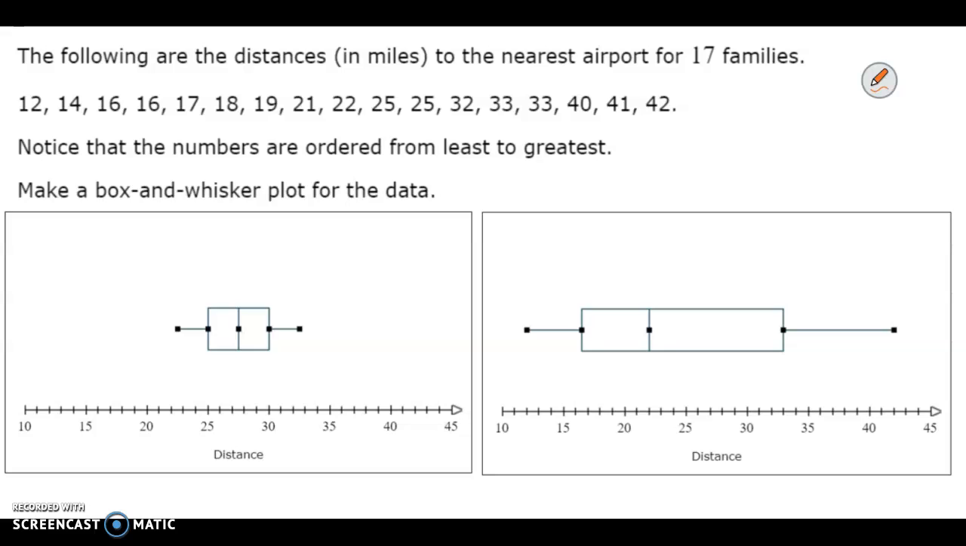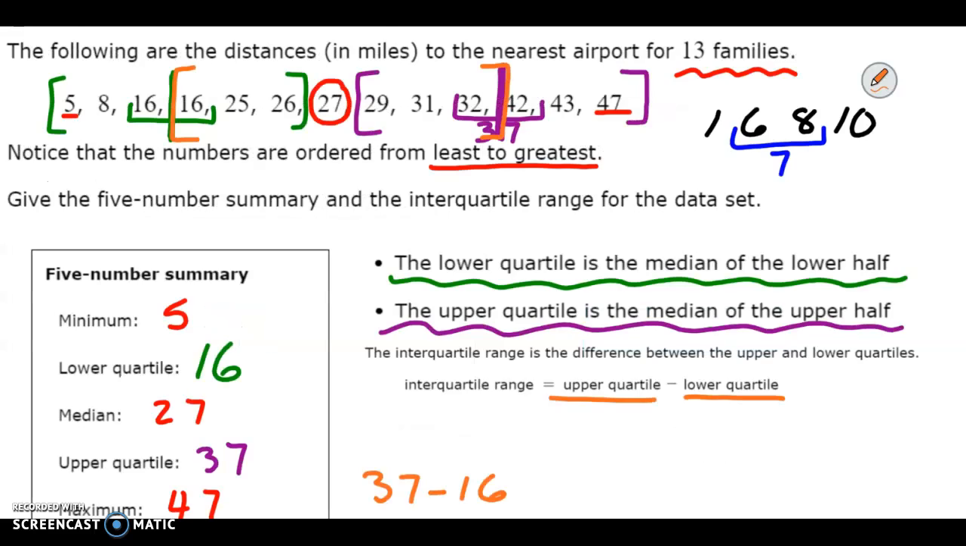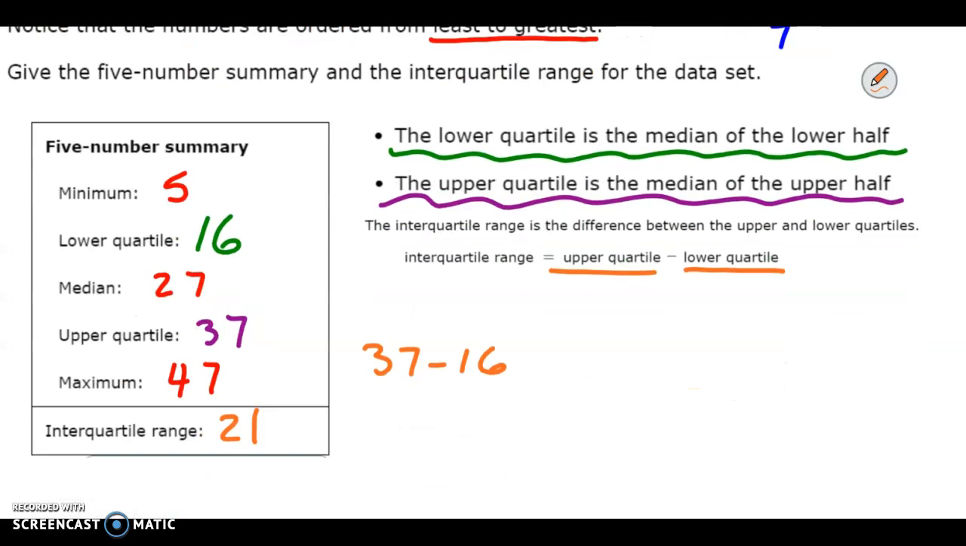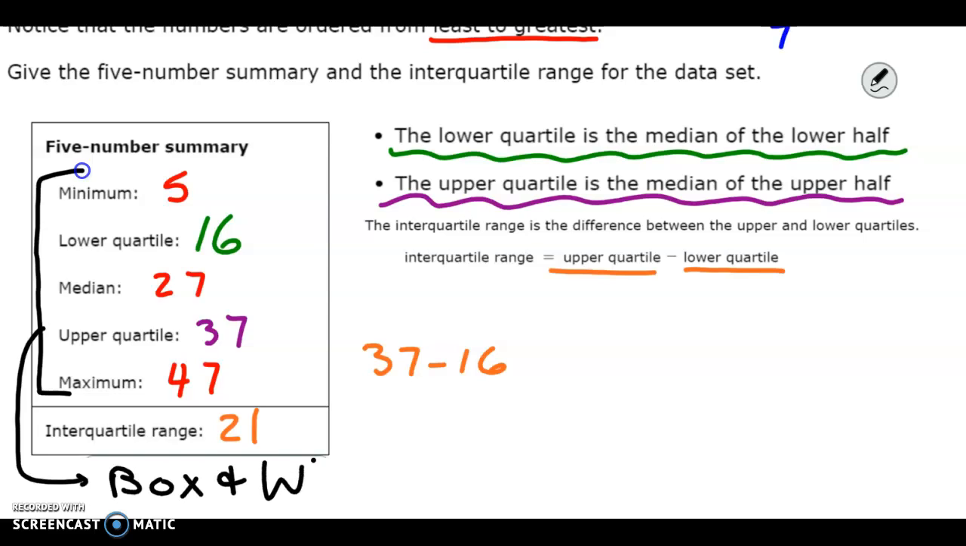Okay? So now we get into the box and whisker plots. And what I've done here is I've put the beginning example, what you're going to see on Alex, and then the final answer on the right. So the following are the distances in miles to the nearest airport for 17 families. Notice that the numbers are ordered from least to greatest. Make a box and whiskers plot. Well, the box and whisker plot is made using these 5 values. Okay? So these 5 values are what you need for a box and whisker plot.